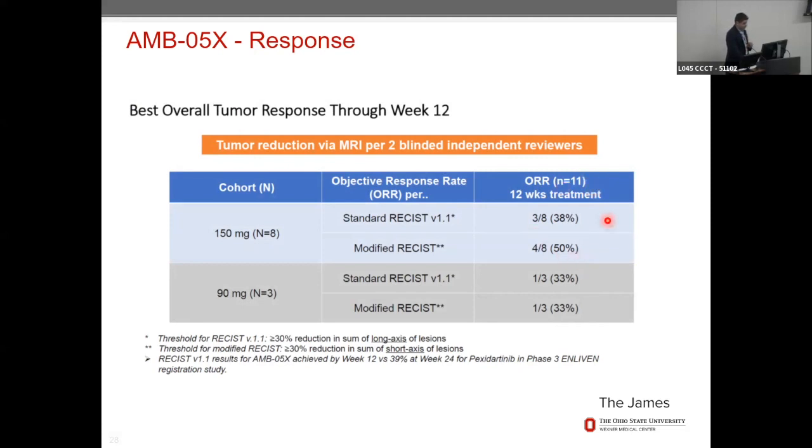As you can see here on the right-hand side, they were looking at 3 months, 12 weeks. Using the standard RECIST criteria that Dr. Porges mentioned earlier, 38% of patients have some response, right? And then modified RECIST, which depends on the trial, but sometimes you can tweak it a little bit, they can go up to 50. And then in the lower dose, you see the numbers there. A third of those patients have response. And just bear in mind that this is really, really tiny. The population is only 11 patients, so it's not a lot, but this is significant.